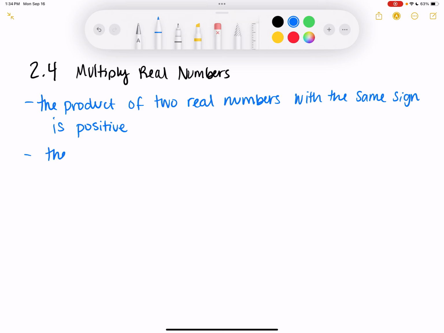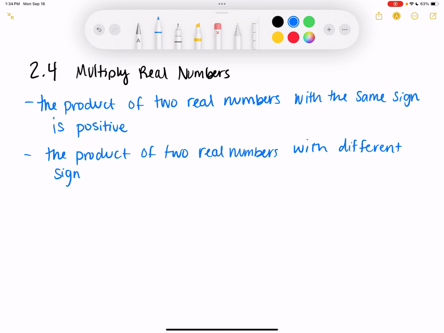The product of two real numbers with different signs is negative. So if one is positive and one is negative, your answer is going to be negative.